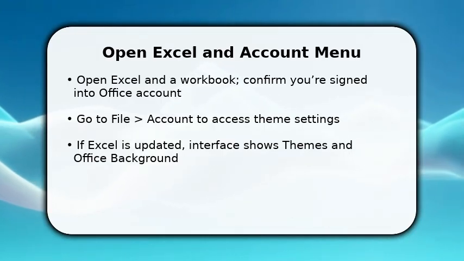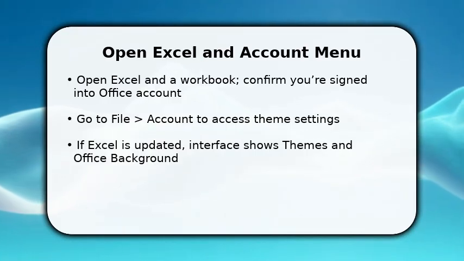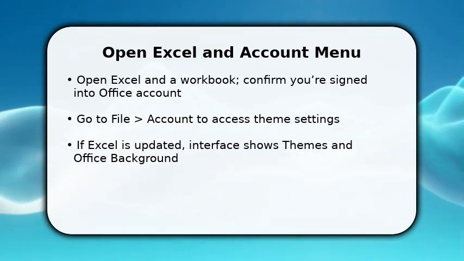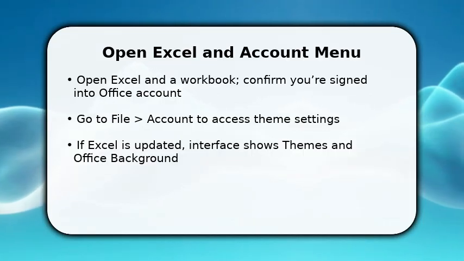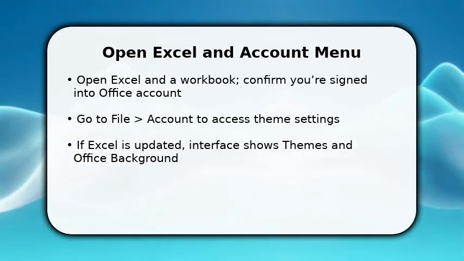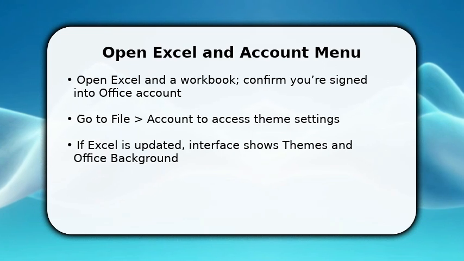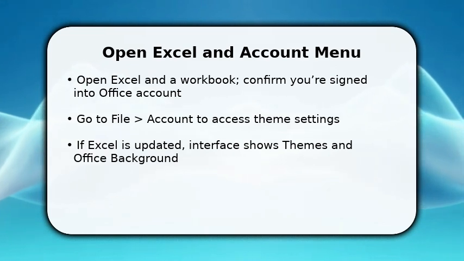Make sure your Excel is updated to see the themes option. If you don't see it, check Updates under Office Updates. Installing the latest patches often exposes missing controls. Now change the theme. Under Office Theme, choose light or colorful rather than dark gray or black.